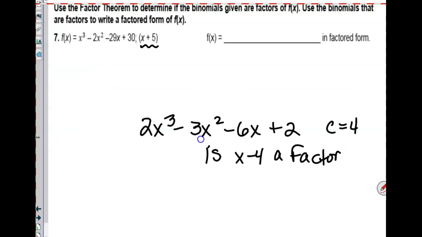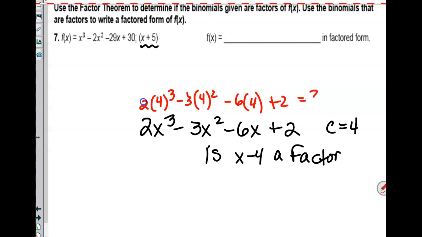Okay. Is x minus 4 a factor? Do you want to put in a 4, or do you want to do synthetic division? Using synthetic substitution. Okay. Well, I think that means they want us to put it in. So 2 times 4 cubed minus 3 times 4 squared minus 6 times 4 plus 2 equals question mark.